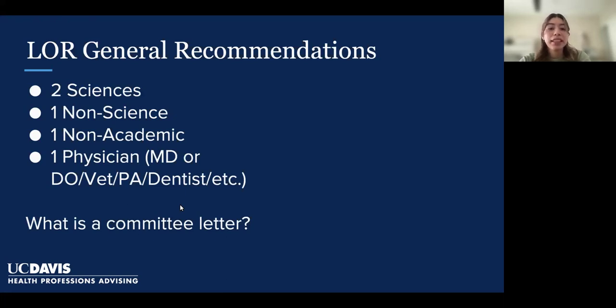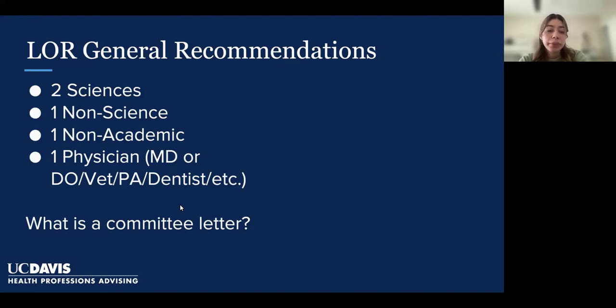All right. These are general recommendations. Again, this is what HPA recommends. In the next slide, I have a few examples of what schools might actually be asking for, but this is just a general idea of the types of letters that you should be asking for.